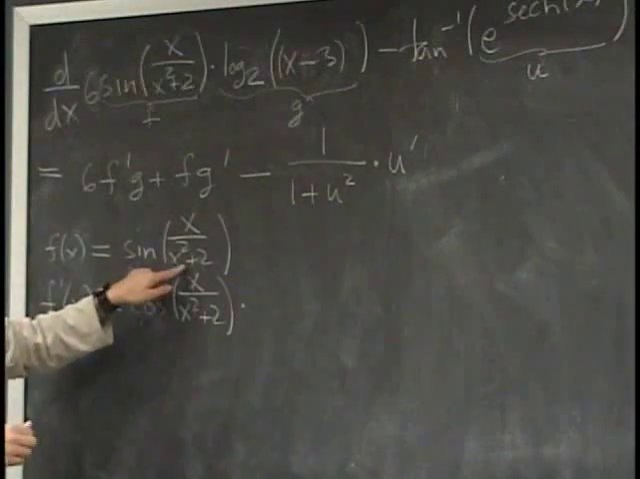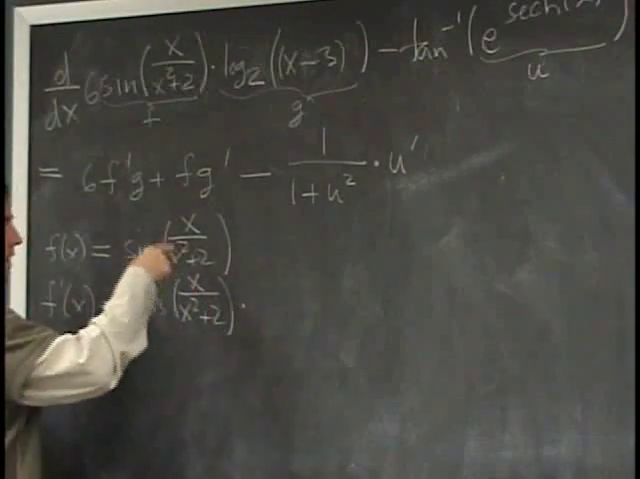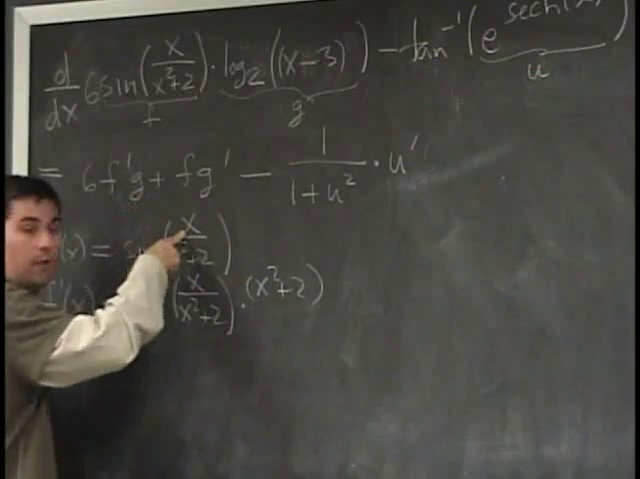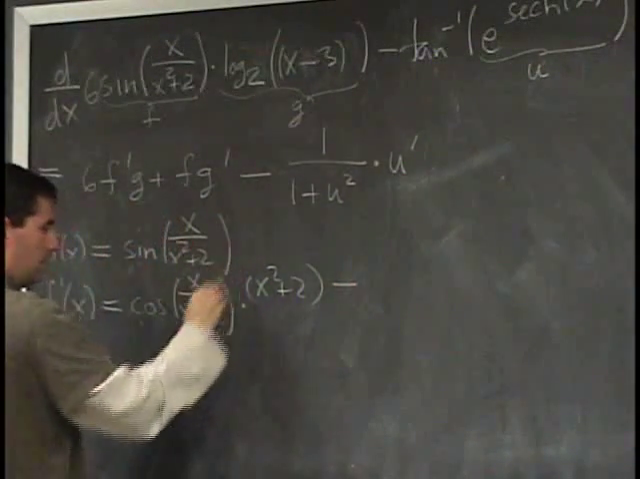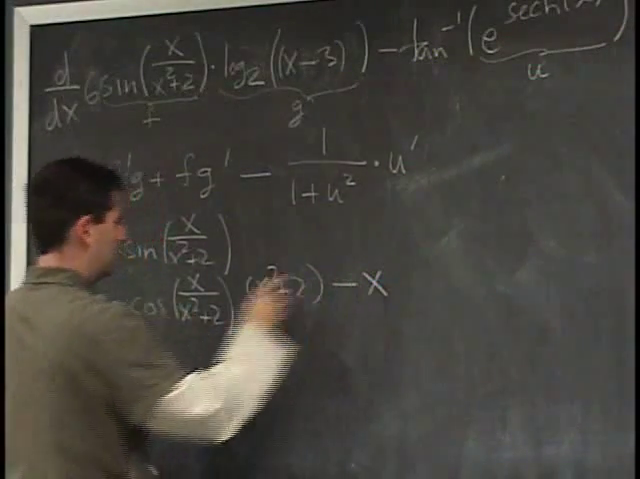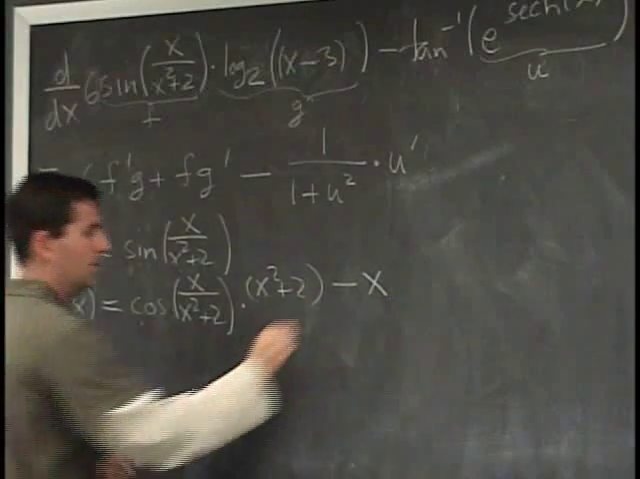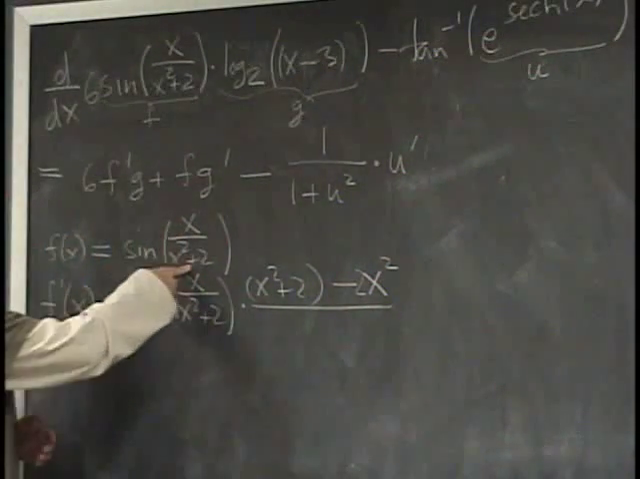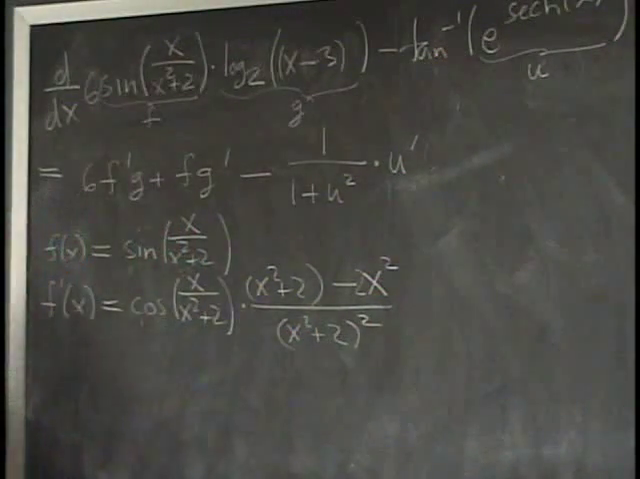Okay, now what do I have to do to find the derivative of this? Quotient rule. Okay, fine. So, low d high, derivative of x is 1. Okay, no problem. Minus high, derivative of low. What's the derivative of x squared plus 2? 2x. So I just get a 2x squared here, over the bottom squared. Okay, that's not so bad.